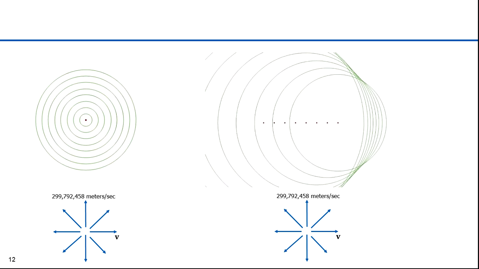299,792,458 meters per second? An inertial frame of reference is one where you feel no acceleration. You're either traveling at a constant velocity or you're still. In both cases, you're in an inertial frame. A good test is to hold a ball in front of you and let go. If it stays where it is, you're in an inertial frame of reference. If it falls to the floor or drifts towards the wall, you're accelerating.